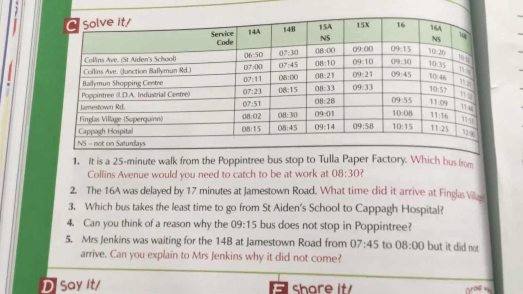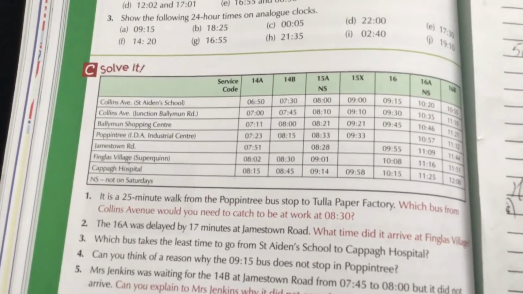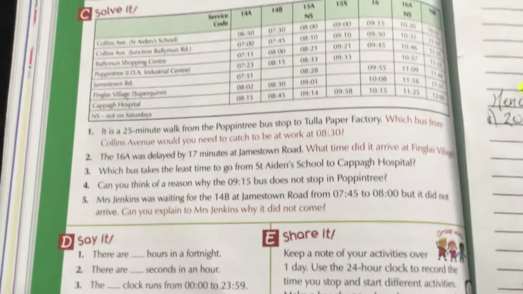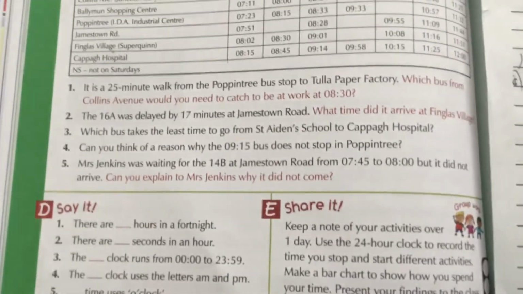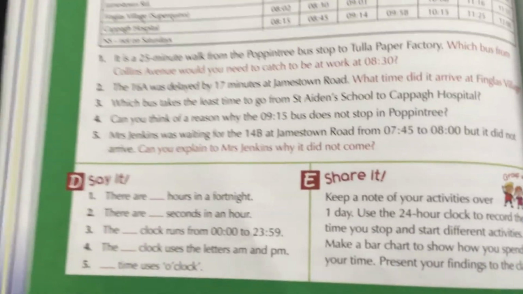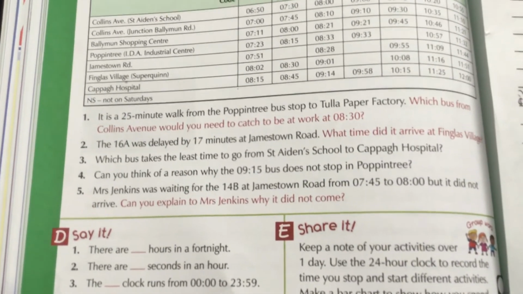We have to be able to read timetables, be it bus, train, or plane timetables. It's very important. It's a life skill, and make sure that you're not missing out on making your journey in time. So how many hours are in a fortnight? So basically how many hours in a day, and a fortnight is 2 weeks.